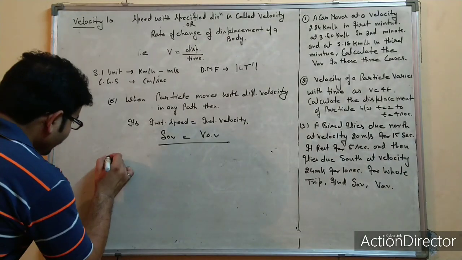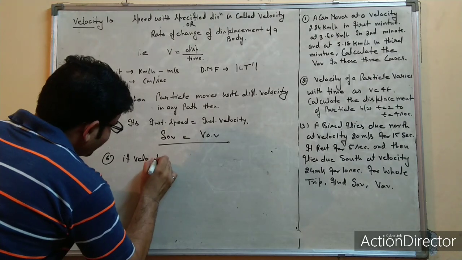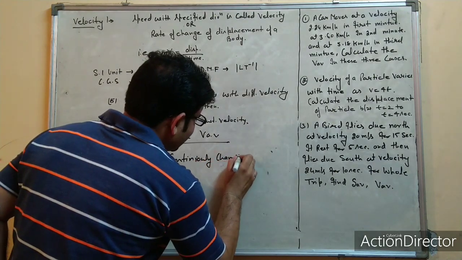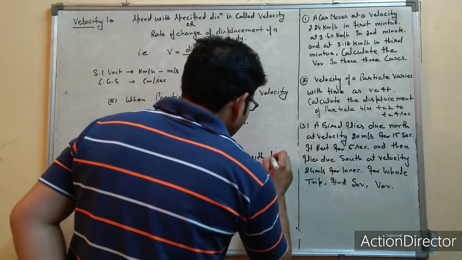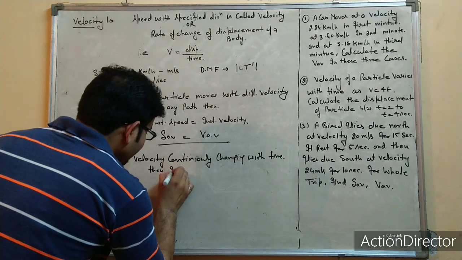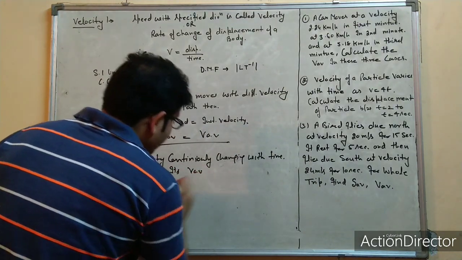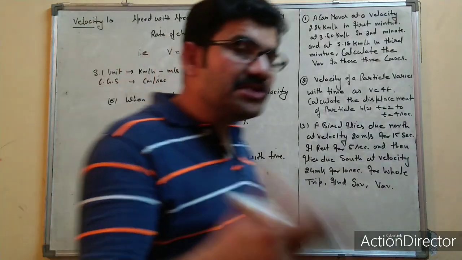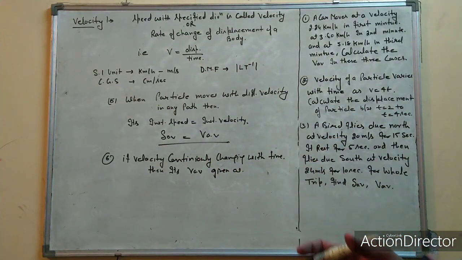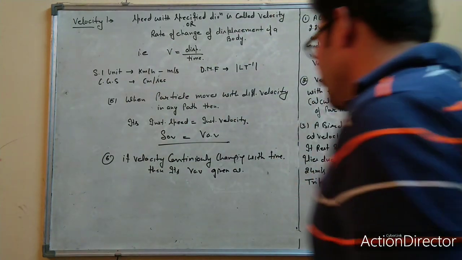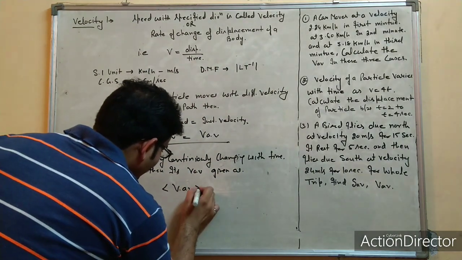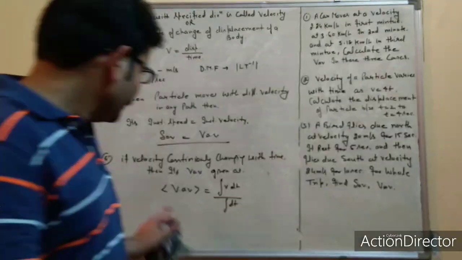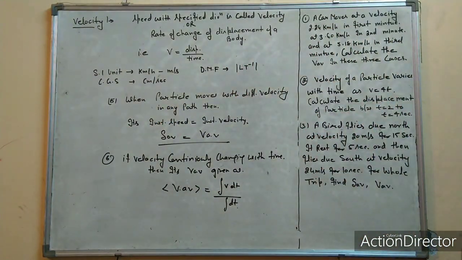Now sixth, if velocity is continuously changing with time, then its average velocity is given as: if a particle's velocity is continuously changing with respect to time, then the formula of its average velocity will be this one, in case of continuously changing with time.